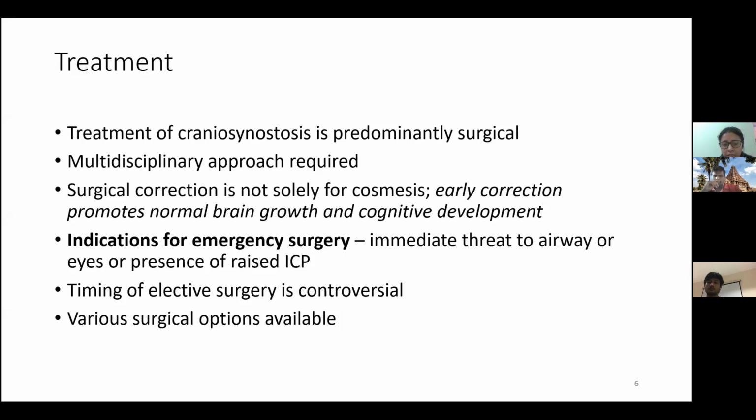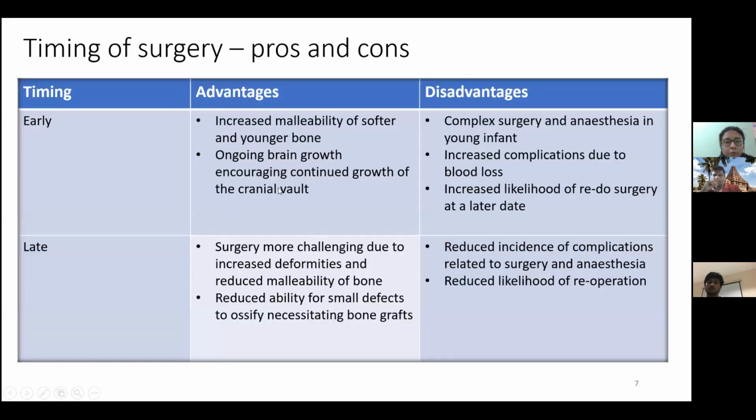Timing of elective surgery is controversial, and there are various surgical options available for craniosynostosis. So coming to the pros and cons of an early or a late surgery. Early surgery advantages are increased malleability of a softer bone, and because of rapid ongoing brain growth, it encourages continued growth of the cranial vault. Whereas disadvantages include complex surgery and dangers of anesthesia in a young infant. Blood loss, which is a major concern in craniosynostosis surgery, can be exaggerated in very small infants because of the small blood volume and comparatively large head size compared to the body. And there is an increased likelihood of redo surgery at a later date.